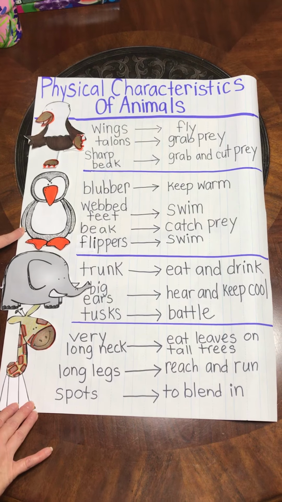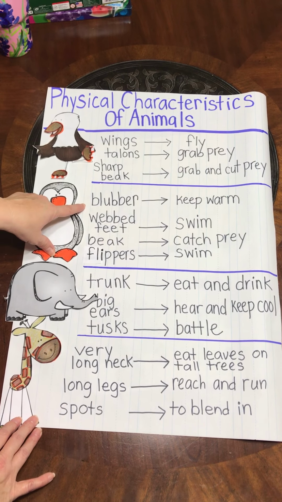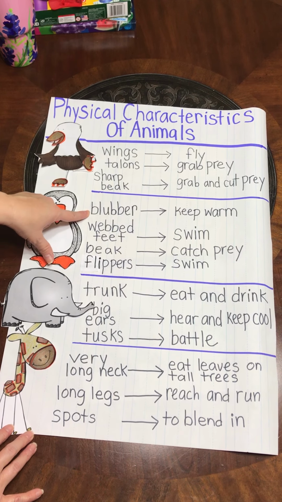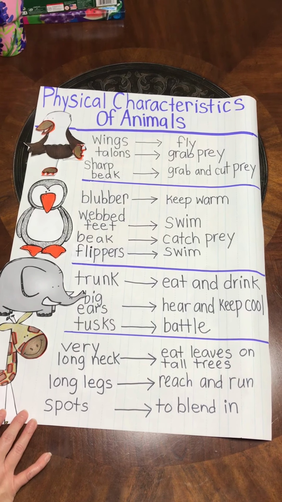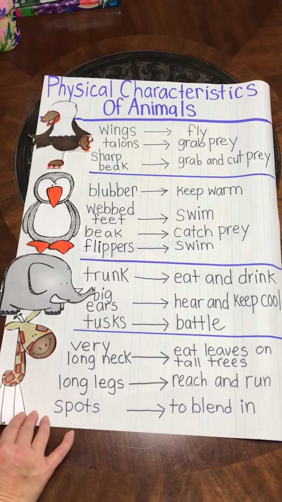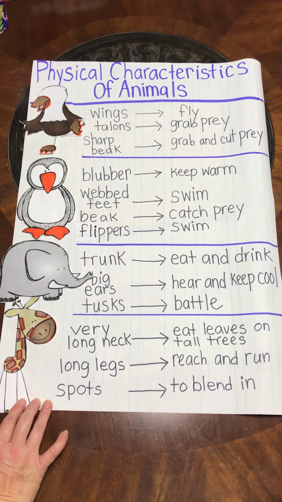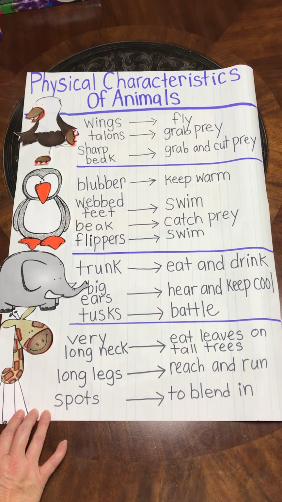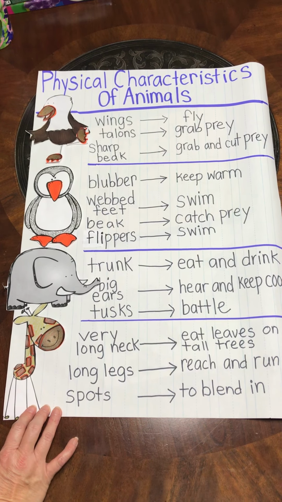The next animal that we have here is a penguin. Now let's look at the body parts for the penguin. It has blubber, and blubber is also known as the fatty layer inside of the penguin. That blubber helps to keep the penguin warm because we all know that penguins live in cold environments. So that blubber helps to keep them warm in the winter or in its cold environment. The webbed feet on a penguin, they use their webbed feet to swim. Its beak is used to catch prey, to be able to catch its food. It has flippers. Now the flippers on the penguin are also used to swim.